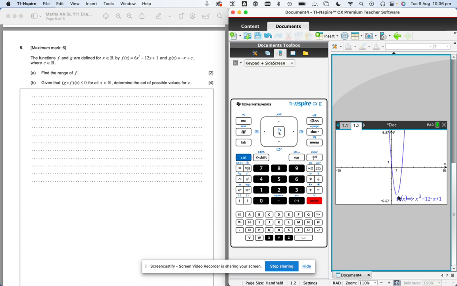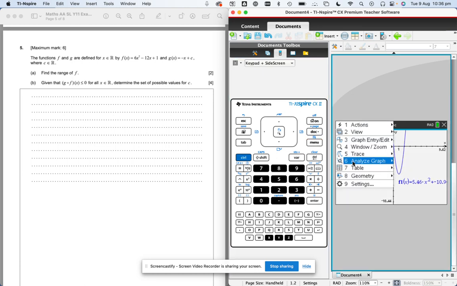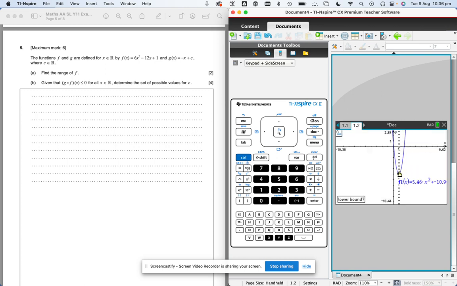There we go. So we've actually got a vertex down here. And so when it says find the range, we know that range means the outputs, the y values. So I can then go into menu, analyze graph, minimum, because I can see it's a minimum, and do that. There we go. We've got 1 comma minus 5.02. So that's the minimum for this graph, and we can therefore say that the range is minus 5.02 to infinity.